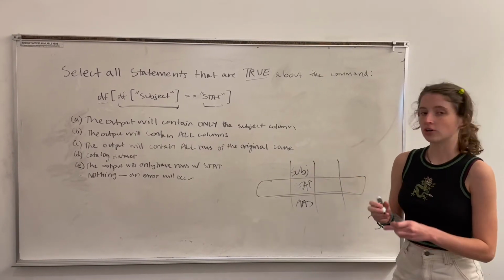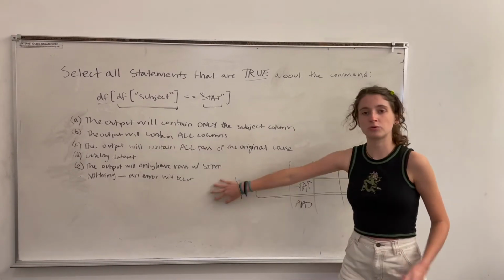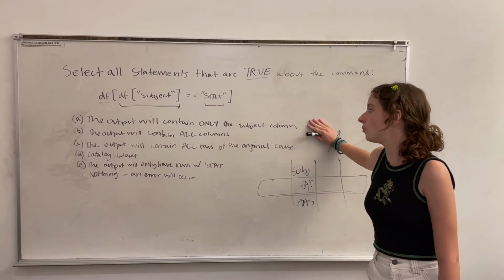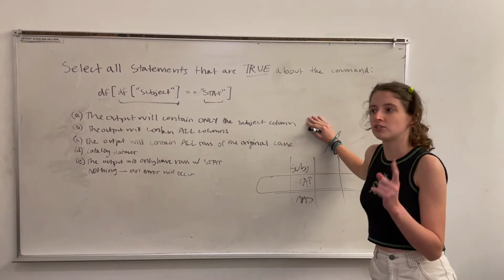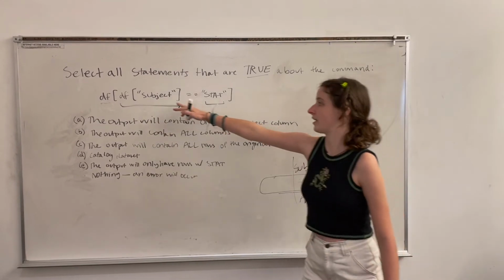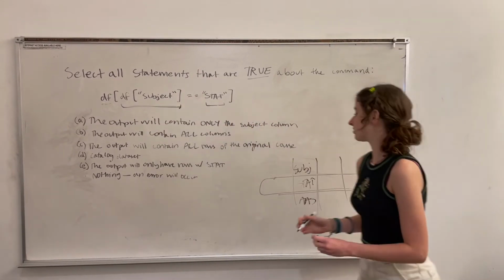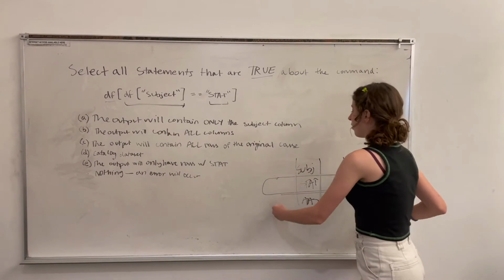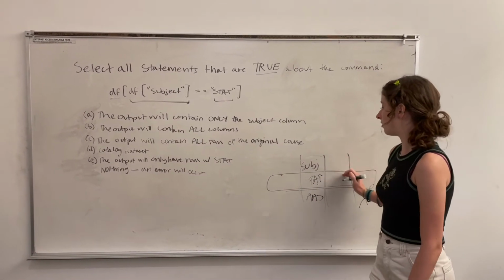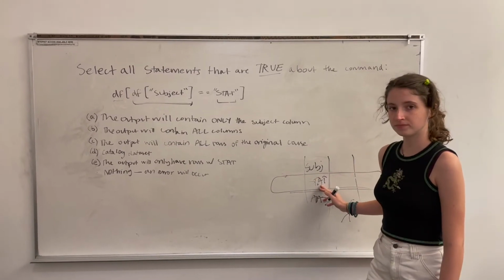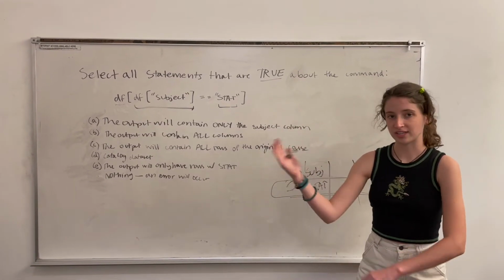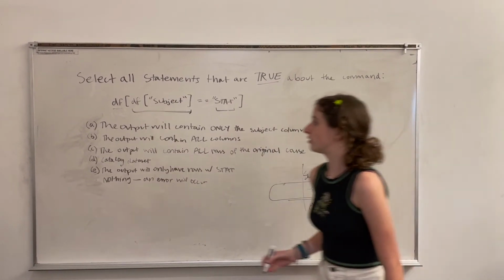So now let's go through all these statements and see which ones match the description I just gave. First one, the output will contain only the subject column. This is a little bit tricky because some people think that it'll isolate the subject column because you're indicating it here, but that's not true, actually. It's just keeping all the rows that have stat as their subject. So it still has all the other columns for those rows. The data frame still looks really similar to how it was originally. It just has fewer rows in it. So this one's actually false.